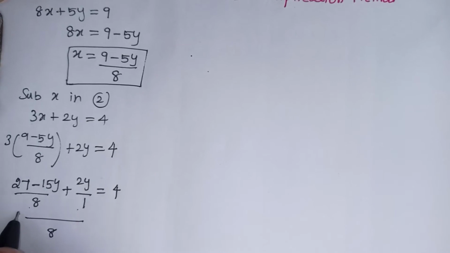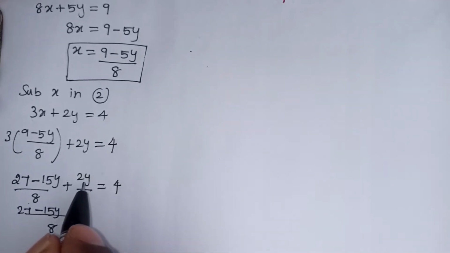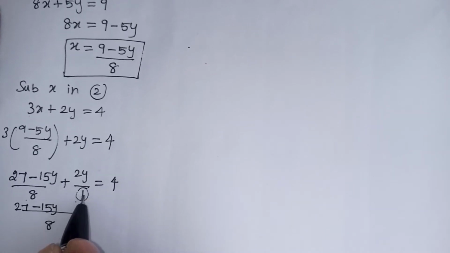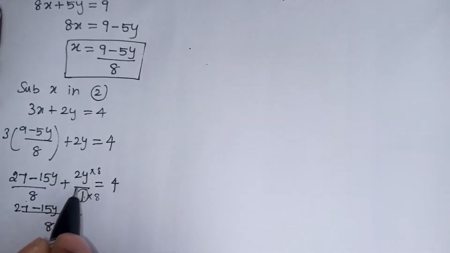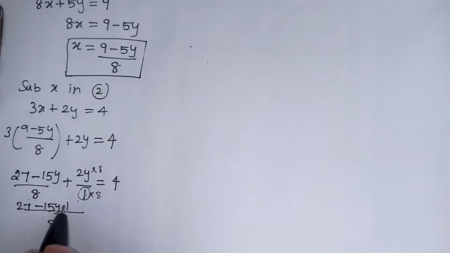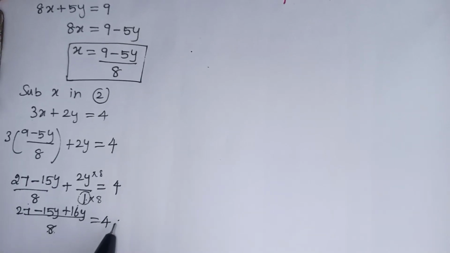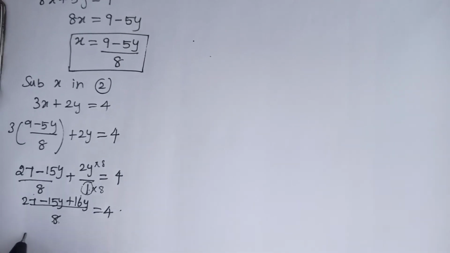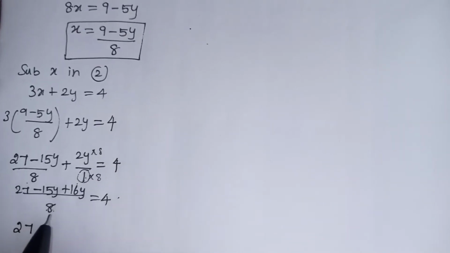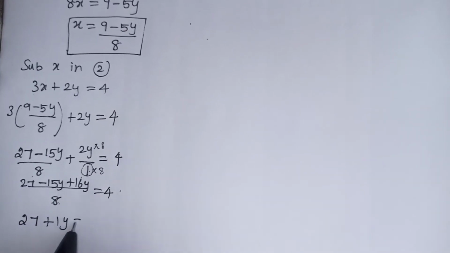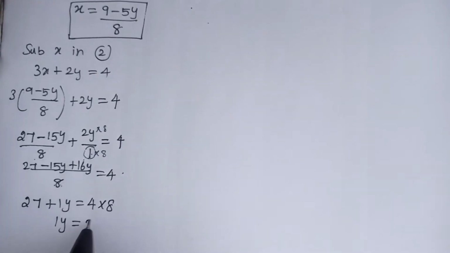Here already 8 is available. So 27 minus 15y will come as it is. This plus 2y, here I am having only 1 but I want to make it as 8. So into 8 I should do. So 2y into 8 will give you 16y which is equal to 4. Now the denominator 8 you can take it to the other side, it will become multiplication. So the remaining value is 27 minus 15y plus 16y. So minus 15y plus 16y is 1y, which is equal to 4 into 8. So 1y is equal to, here 4 8s are 32.